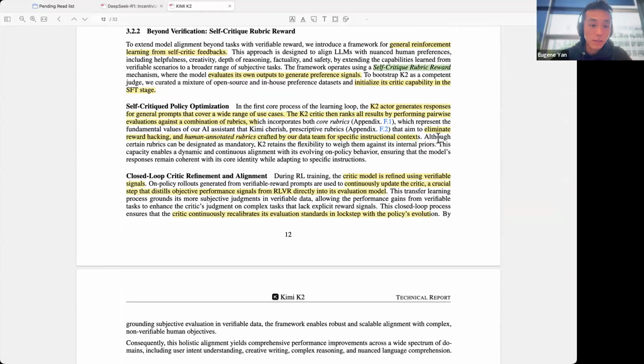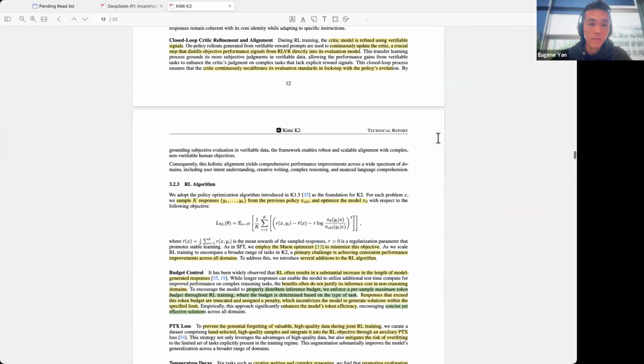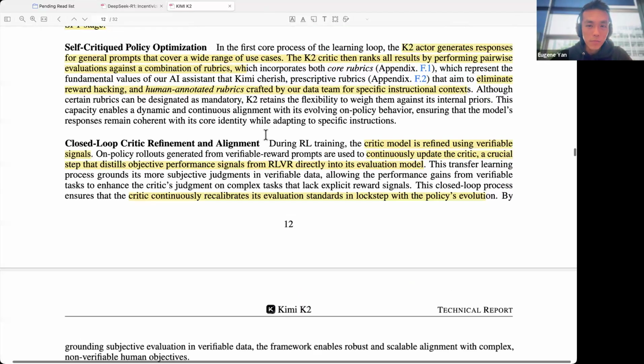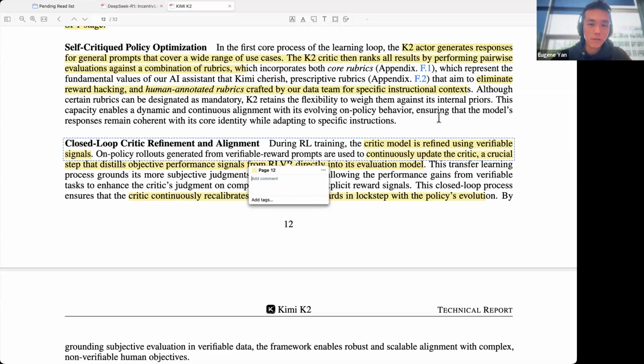Maybe I'll just focus on the last paragraph on page 12 here. If you read this right, the critic model is refined with verifiable signals. So they fine-tune the critic model with the verifiable signals. They continuously update this critique. This transfer learning process grounds... So this transfers subjective judgments, allowing the performance gains from verifiable tasks to enhance the critic's judgment on complex tasks that lack explicit reward. That's crazy in the sense that you can essentially bootstrap yourself on verifiable reward to train a reward model for non-verifiable reward.